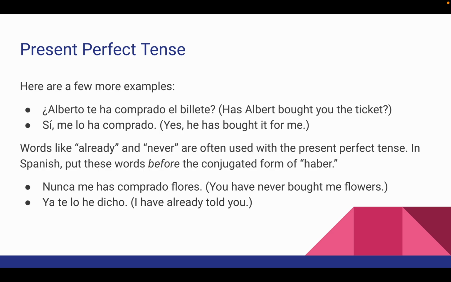So here are a few more examples. Alberto te ha comprado el billete? Has Alberto bought you the ticket? Sí, me lo ha comprado. Yes, he has bought it for me. Words like already and never are often used with the present perfect tense. In Spanish, you want to put these words before the conjugated form of haber. Nunca me has comprado flores. You have never bought me flowers. So the never or already comes before. If you have an object pronoun, it comes then, and then you've got the haber form and then the past participle. Ya te lo he dicho. I have already told you.